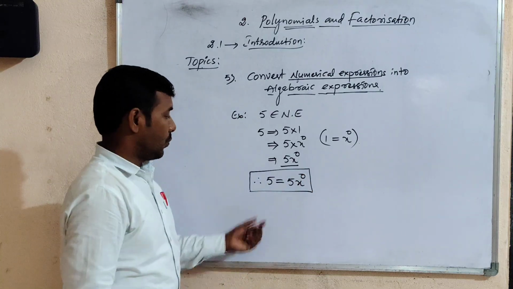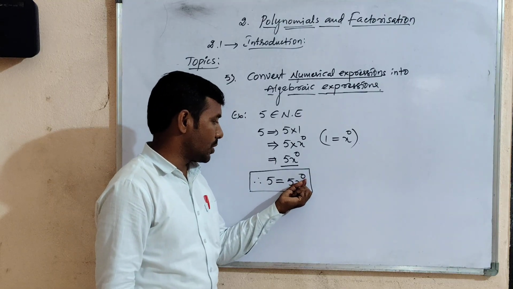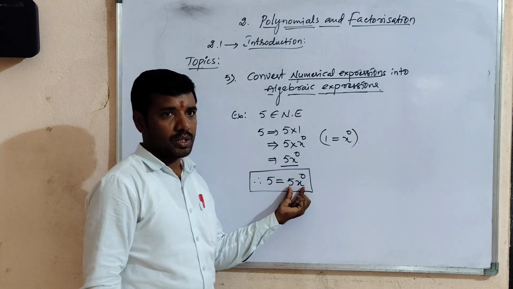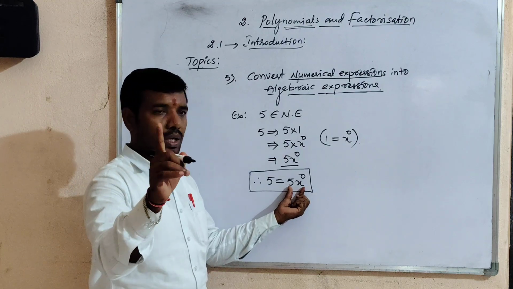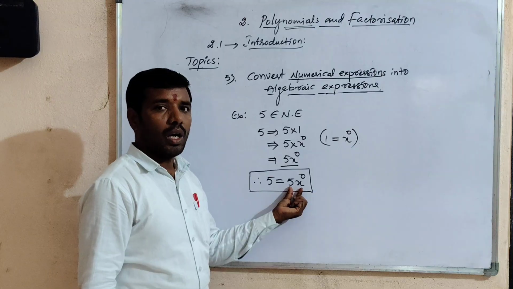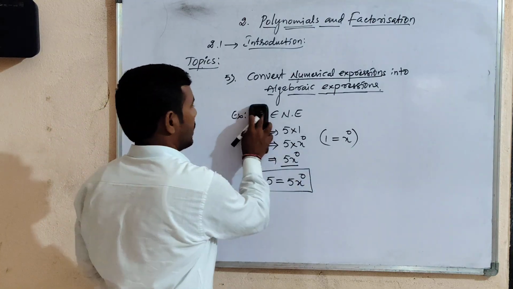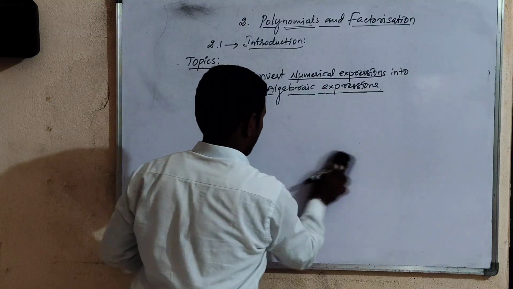5 is a numerical expression. It is equal to 5x to the power of 0. That is an algebraic expression. In a sense, you clearly understood that a numerical expression is converted to an algebraic expression. I want to show one more problem. Let us take one more question.